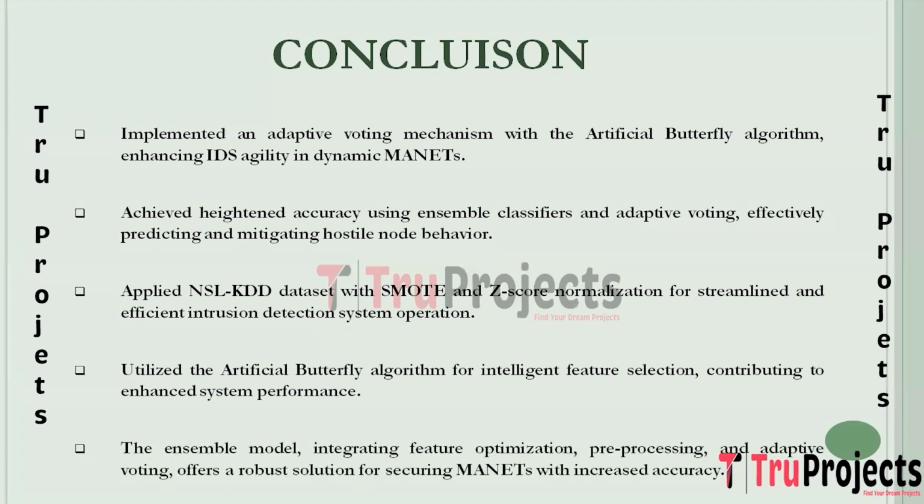The project's ensemble model, combining feature optimization, pre-processing, and adaptive voting, presents a holistic and robust solution for securing MANETs against potential intrusions. The achieved higher accuracy underscores the project's success in advancing intrusion detection capabilities within the unique context of mobile and ad hoc networks.